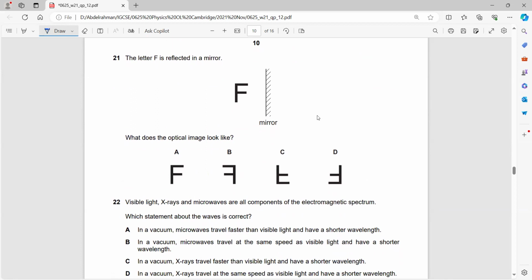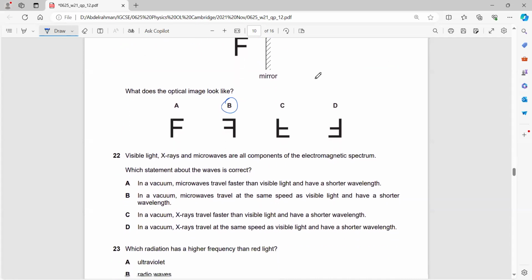The letter F is reflected in the mirror. How can I see it in the mirror? It should be laterally inverted. So it would be B. Yes, laterally inverted. Quite easy.